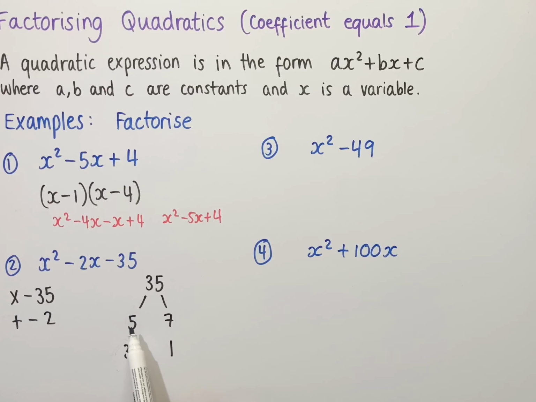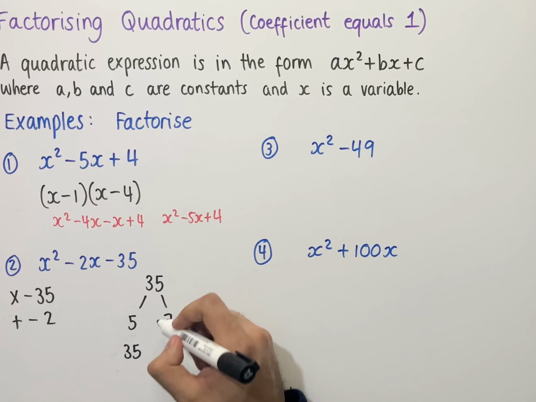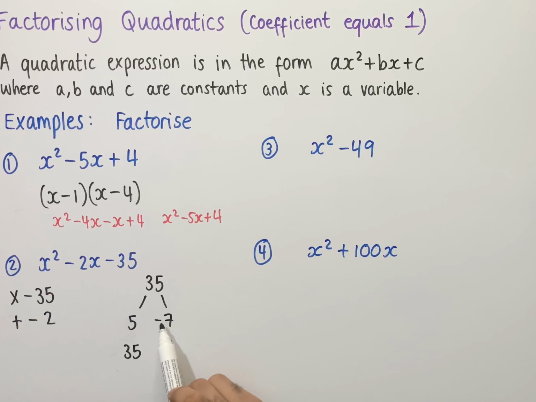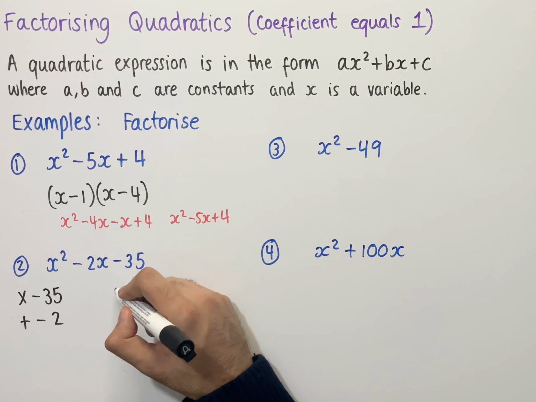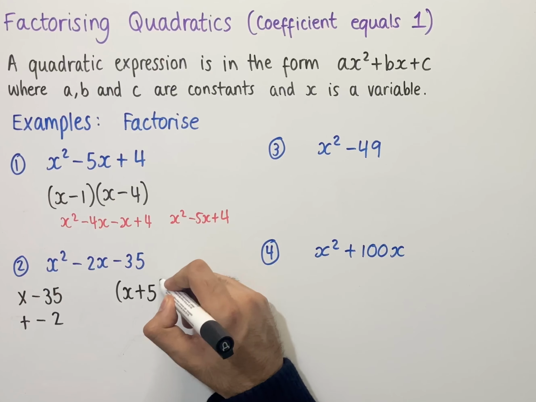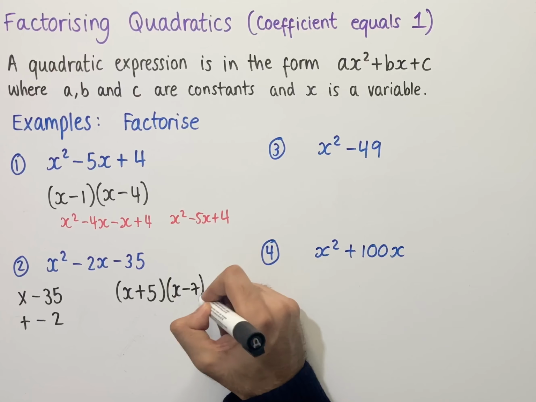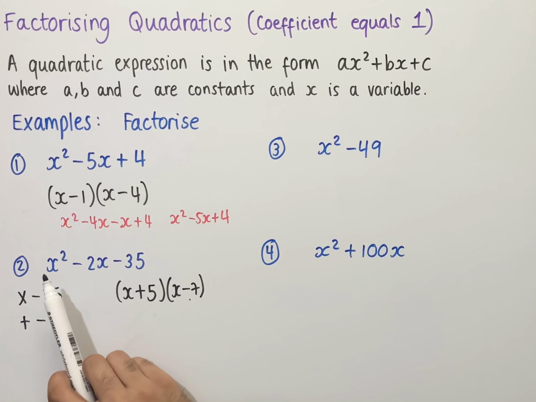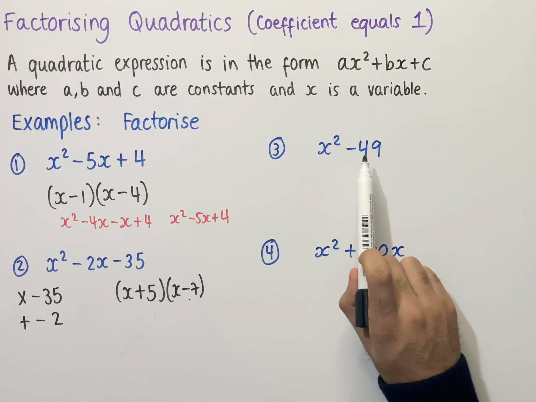So we know that we must have 5 and 7, and so 5 plus 7 gives us 12. That doesn't work in this scenario. So we require one of these numbers to be negative, and so in this case, if we make 7 negative, then we have 5 plus -7, which gives us -2, and 5 times -7, which gives us -35, which is what we require. Therefore, our two brackets would be x plus 5 and x minus 7. And if we were to expand these two brackets out, we would see we end up with x squared minus 2x minus 35.